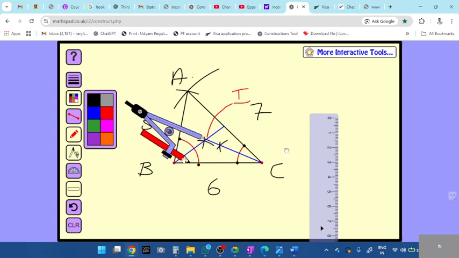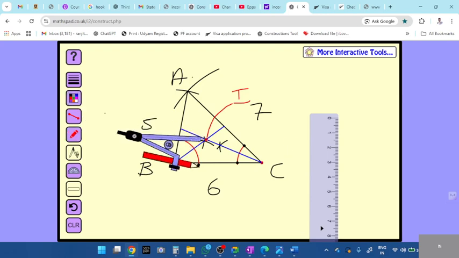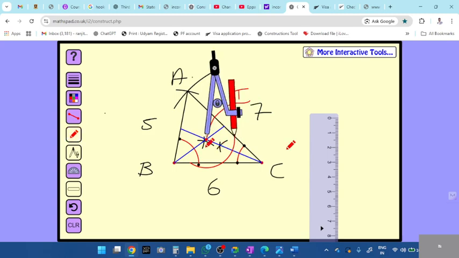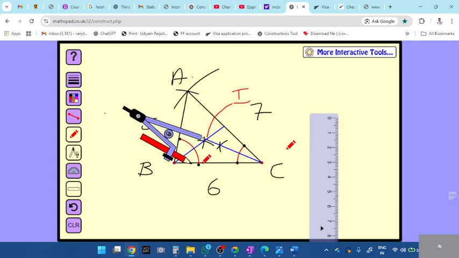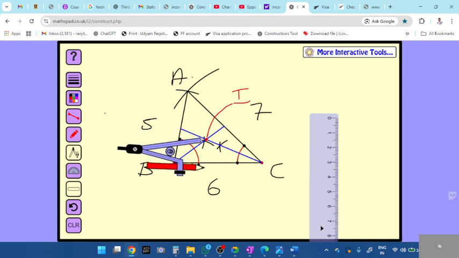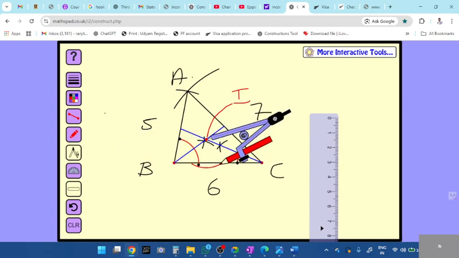Look, from the center, increase the compass size. Just cut an arc here. Look at this arc. It is too big. It has to just touch the baseline. From the center, cut an arc so that it touches only the baseline till here. Like this.